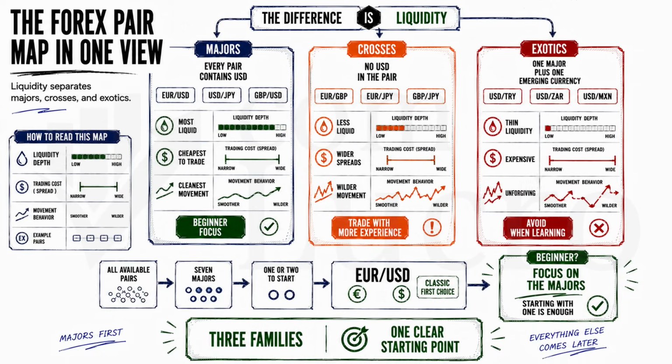So let's lock in the answer. The pairs you'll see all fall into 3 families: the majors, the crosses, and the exotics. And what separates them is liquidity. The majors all contain the dollar and are the most liquid, the cheapest, and the cleanest to trade. The crosses drop the dollar and get a bit wilder, and the exotics are thin, expensive, and unforgiving. If you're a beginner, you focus on the 7 majors, and you do just fine starting with only 1.